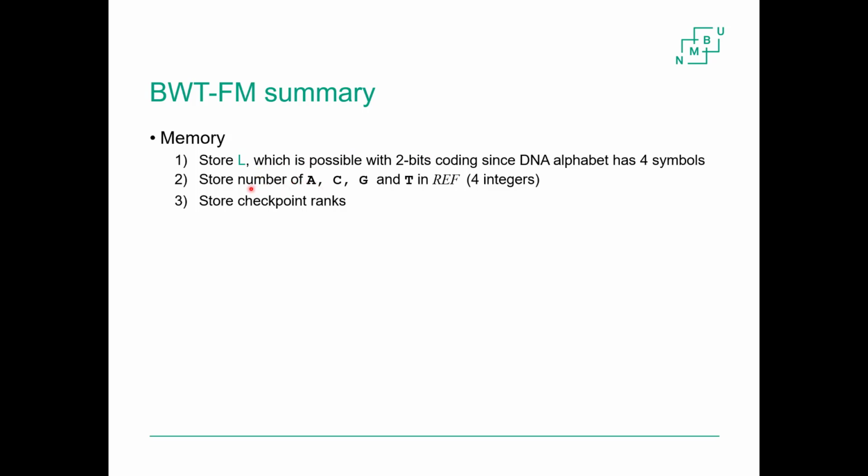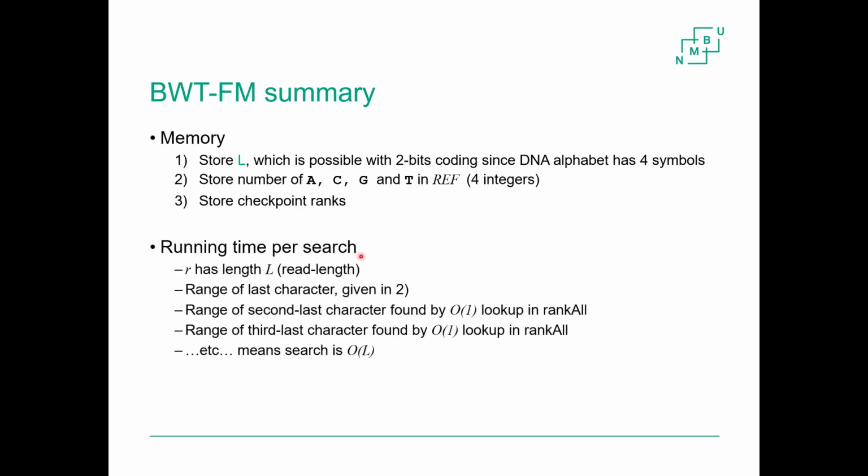And then we store the number of A, C, G, and T, right? That's the F column, right? We don't really need that F column at all, only these 4 numbers. And also the $, which is always 1. So 4 integers, really. And then we need to store those checkpoint ranks that we saw in the previous slide. So that will also consume some memory. But this is not bad, right?